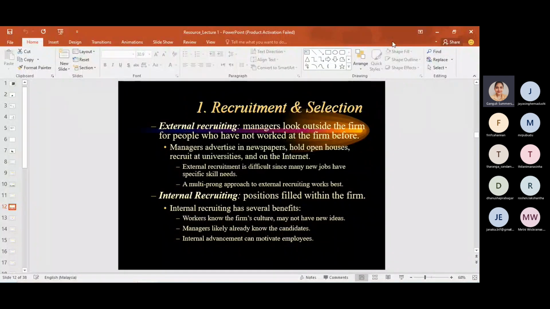When you are recruiting, there are two types of recruiting: external recruiting and internal recruiting. External recruiting means managers look outside the firm for people who have not worked at the firm before. So external recruiting means you are hiring people from outside the company. Internal recruiting means you are hiring from inside the company.